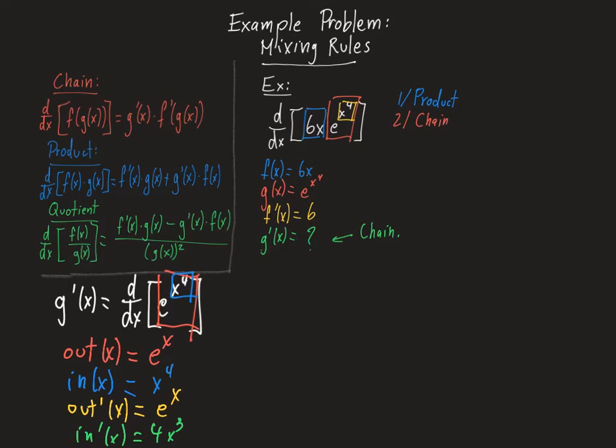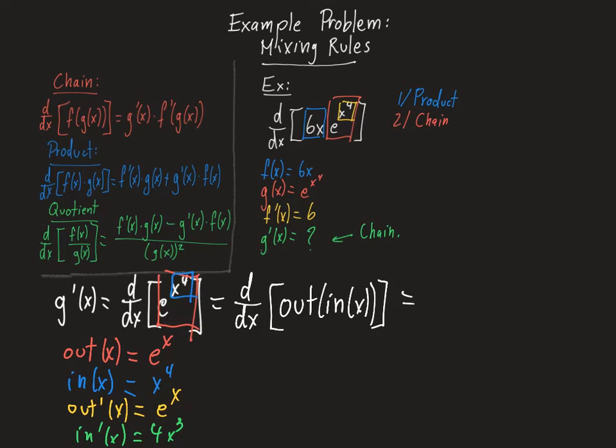All right, now let's rewrite this by rewriting all of chain rule. We're told to find the derivative of out of in of x.